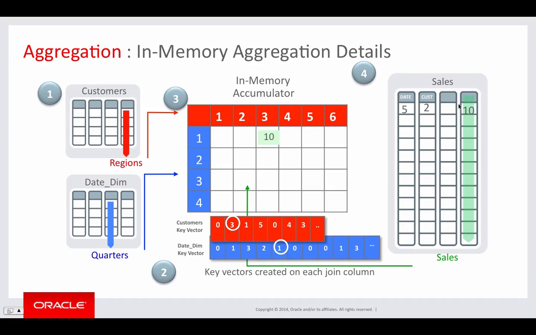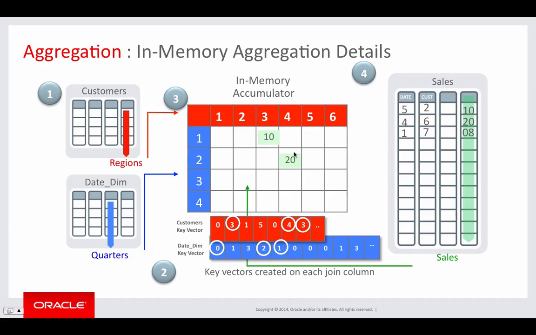So I'm going to put the total sales for this particular entry in the sales table, which is 10, into the cell that is 3-1 on the spreadsheet. So let's try that again. If I move down to the next entry in the sales table, date quarter has an ID of 4, the customer region has an ID of 6. So I go to the 6th location in the customer key vector, that's got the value 4. I go to the 4th location in the date dimension, that's got the value 2. And I'm going to put the total sales for this entry in the sales table into the cell 4-2 on the spreadsheet, which is why the value 20 appears there.